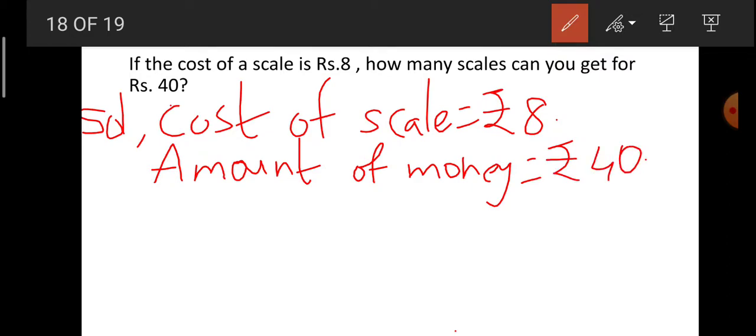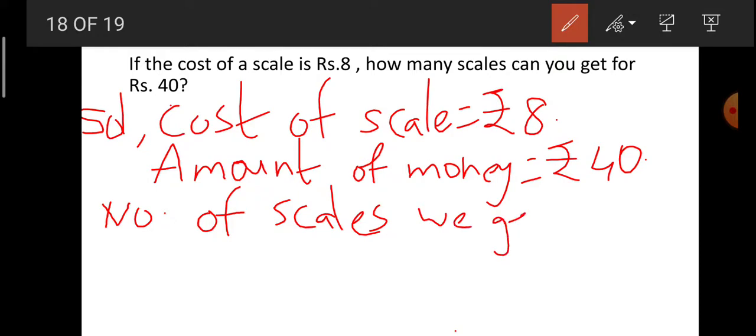How many scales can you get? Number of scales we get. What will I write here? Number. I am not writing the full spelling of number, I am just writing NO. You need to write the full spelling. Number of scales we get is equal to what I need to write here? I need to write the big number first. What is the biggest number here? In 40 and 8, 40 is the big one. That's why I will write 40 divided by 8.